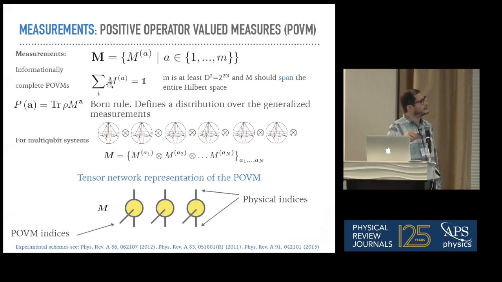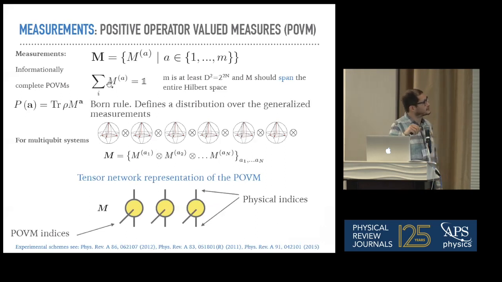The other thing that this informational completeness means is that the Born rule, this P of A, contains all the information about the state. So these are all statements of the same aspect. And as I said, this Born rule defines this distribution of the generalized measurements.